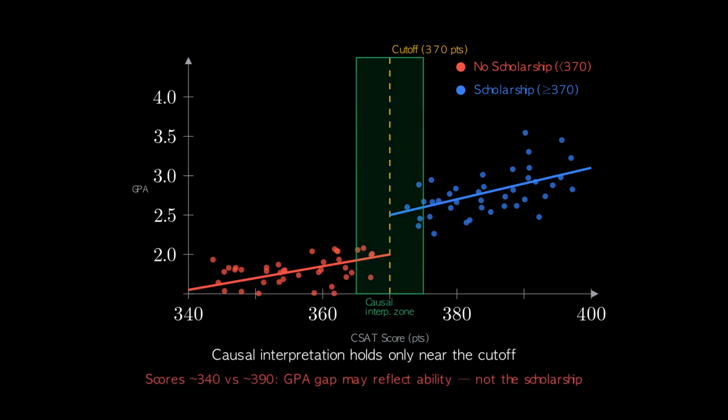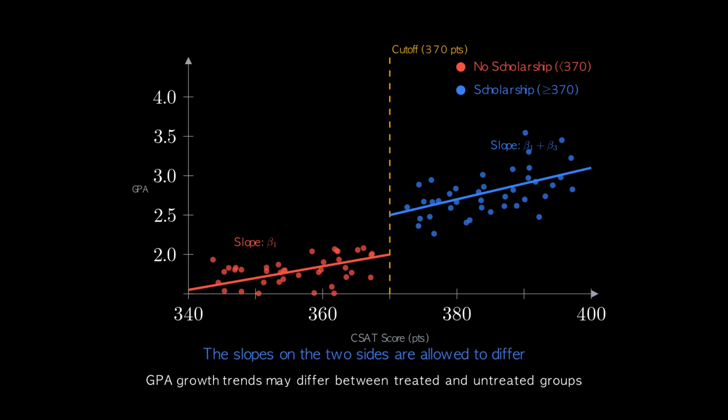As we keep emphasizing, causal interpretation holds only near the cutoff. The fact that students scoring around 340 and those scoring around 390 have different GPAs may reflect differences in ability, not the scholarship effect. Also, the slopes on the 2 sides are allowed to differ. That is, the regression lines for the treated and untreated groups can have different slopes. The relationship between exam score and GPA may vary depending on treatment status.